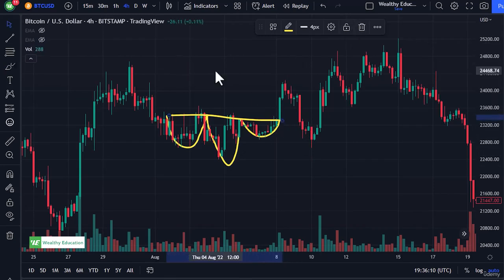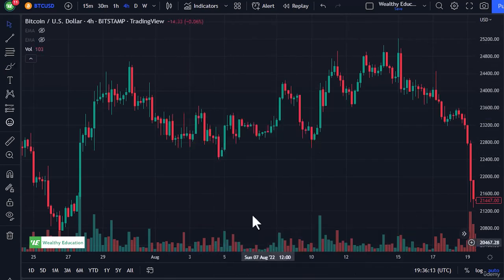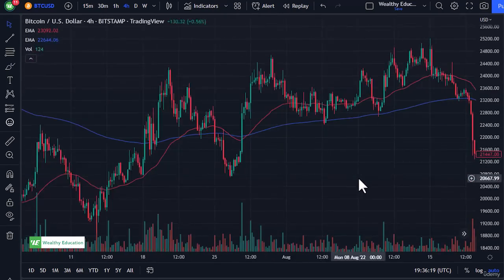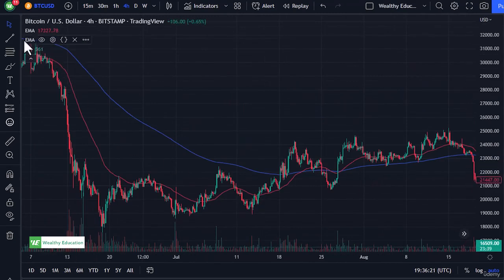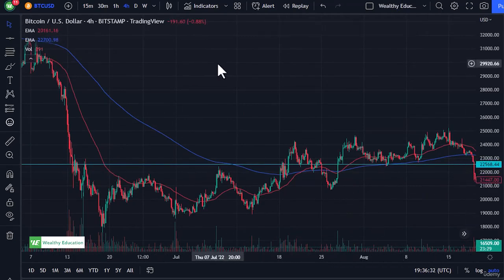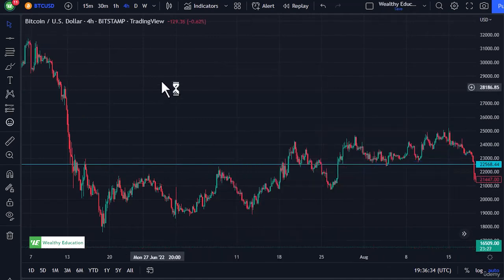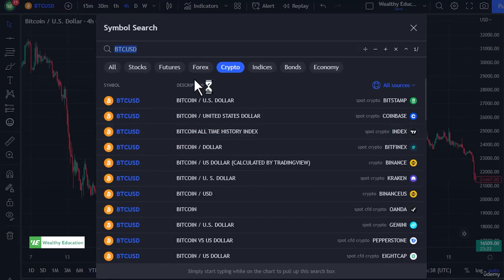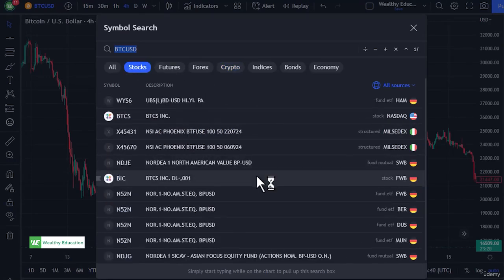Let me go ahead and get rid of my drawings here. You put your moving averages on. You can see we were right there at the 200, the 50-day EMA spread out. Another thing that might be worth bringing into the conversation, there was support there based upon previous resistance at basically 22,500. Okay, so let's go ahead and look at stocks.